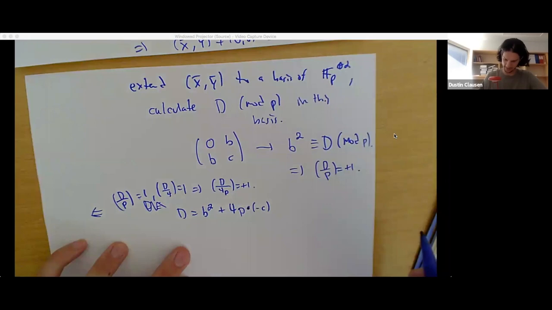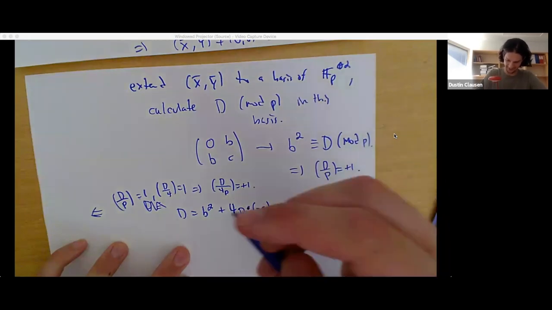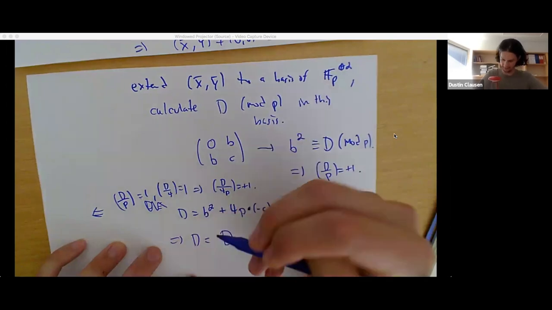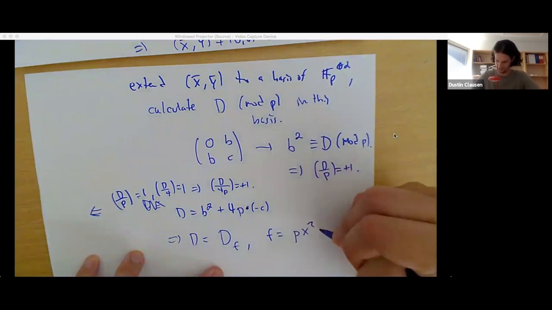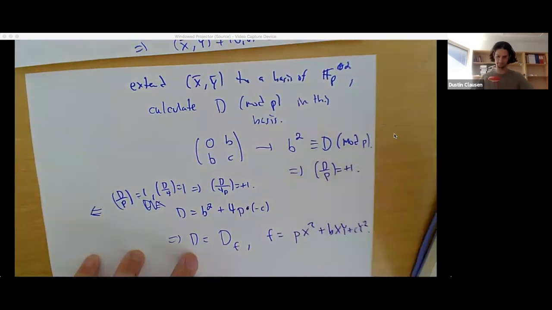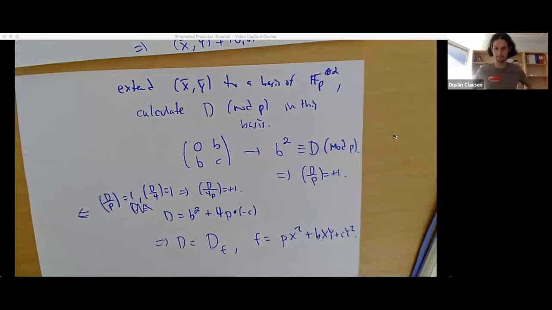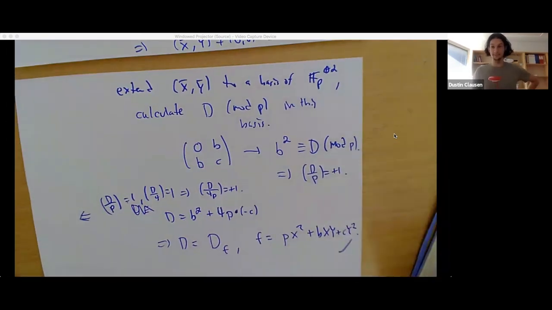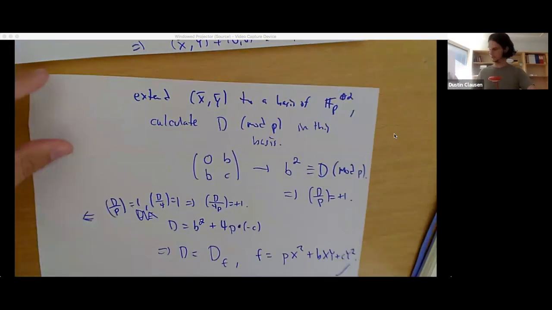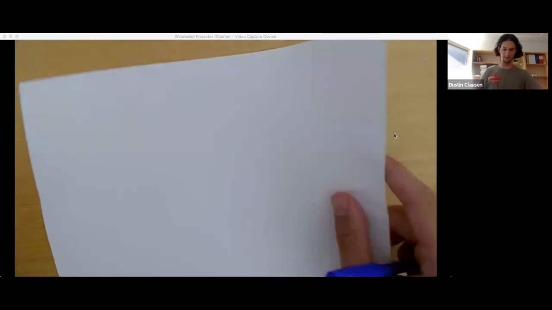And then this is supposed to give me what I want because this means that D is the discriminant of the form F, where F is equal to PX squared plus BXY plus CY squared. You just do it by hand. You can easily solve the equation for the discriminant. Anyway, so that was that theorem. So that says that a prime is represented by some form of discriminant D if and only if D is a square mod P.